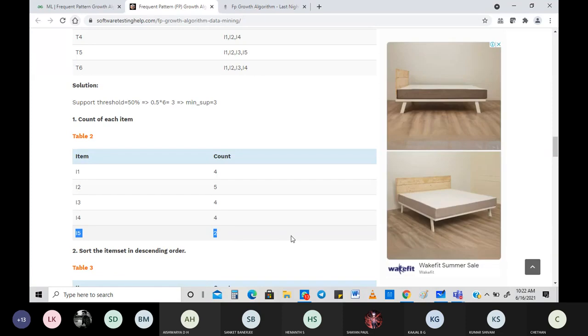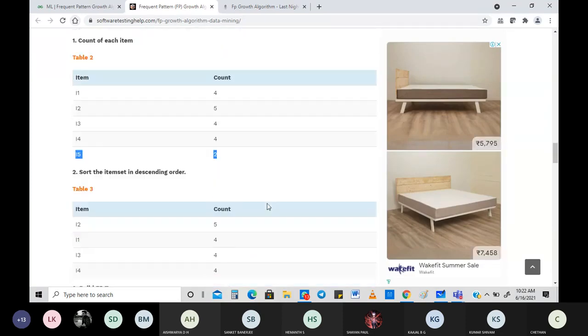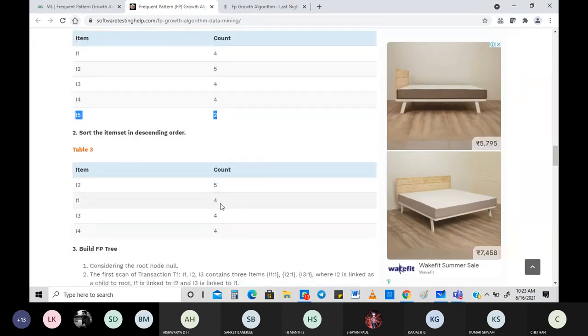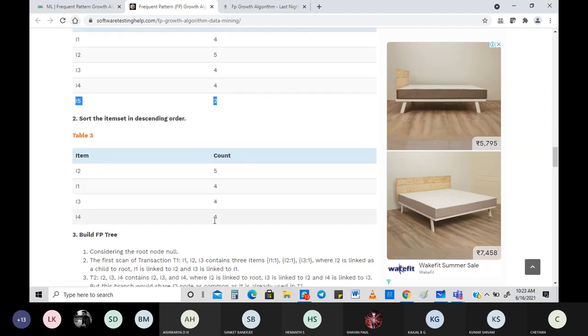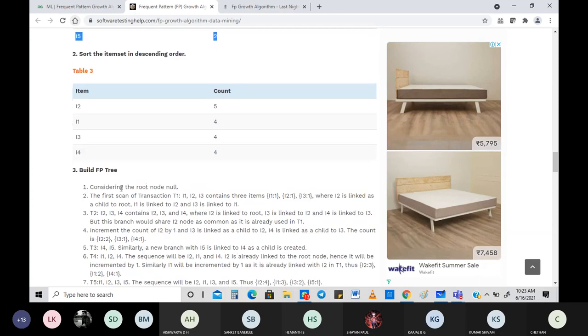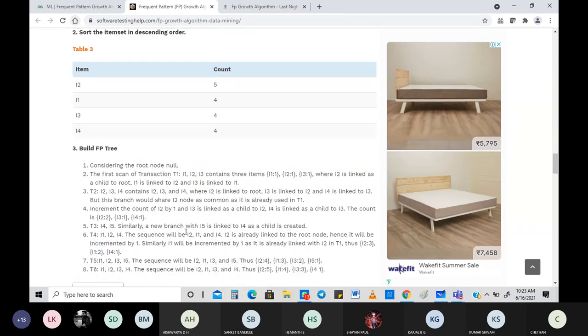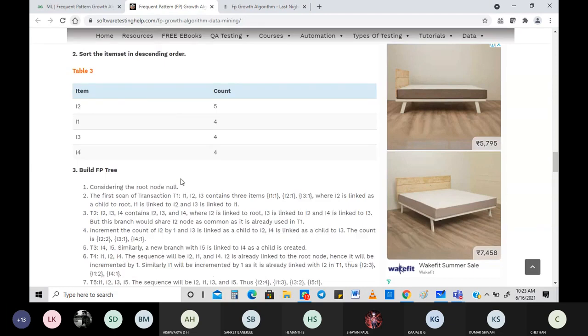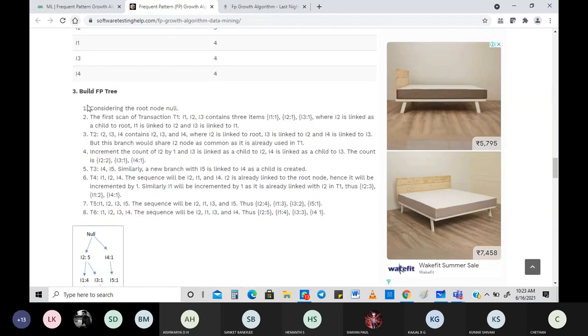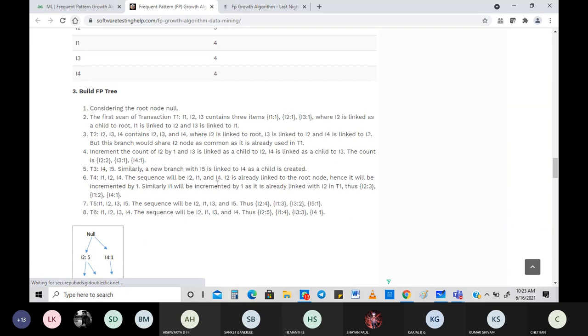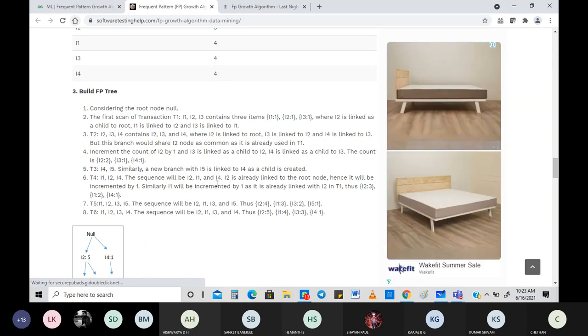Okay. When you put it in descending order, how do you get it? You get it like this: 5, 4, 4, 4. Here they can clearly go on with the orders. I2 is 5. Then I1, 4. I3 is 4. I4 is also 4. Then they build an FP tree using all these steps, the steps which you saw. There's nothing more, only the previous steps. Instead of writing it in the form of tables, they have written it in the form of statements here. That's not the right way, but they have written it like that.